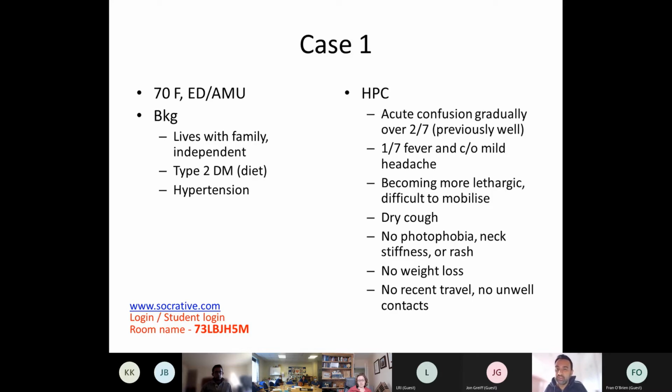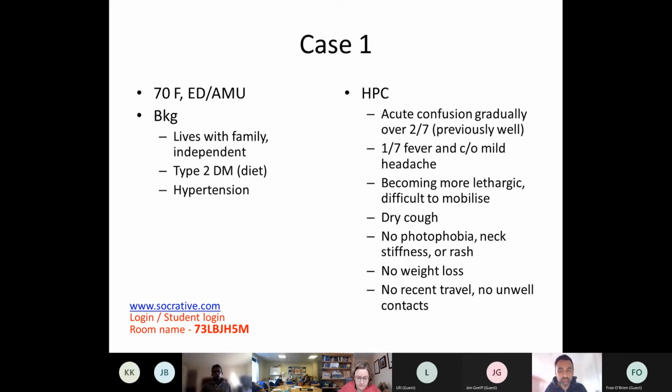She presented with a fairly acute history of gradual onset confusion over 2 days, having previously been well, a day's worth of fever, and also complaining of mild headache. She then became more lethargic, and the family were finding that she was much more difficult to mobilize. She had complained of a dry cough for a couple of days before that.